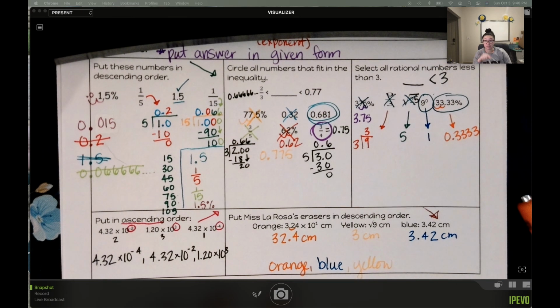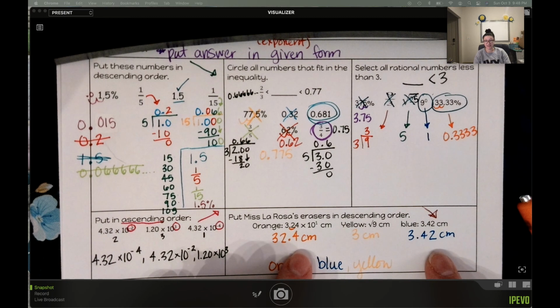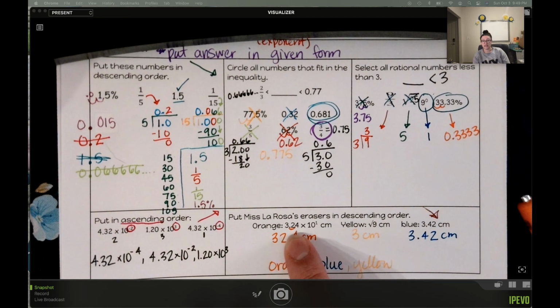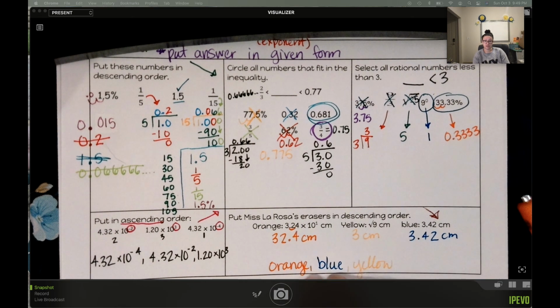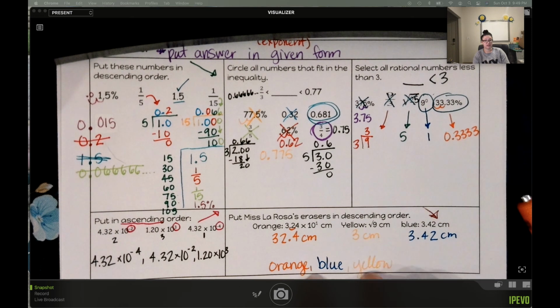At first look, it might look like the blue is the biggest one, or at least that the orange and blue are close in size, but they're really not. Scientific notation times 10 to the 1st, I need to move my decimal point one time to the right. So the orange is actually the biggest. It's 32.4 centimeters. Then blue, 3.42 centimeters. And then yellow is the smallest. The square root of 9 is 3.